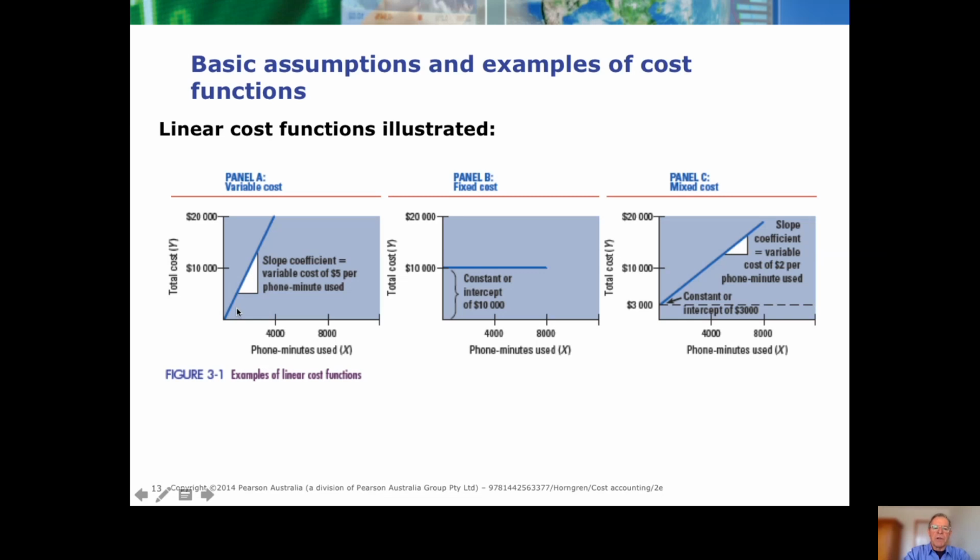So just revising then, variable cost is going to look like that, fixed cost like that. And if we get a mixed cost, we'll have a fixed cost component with the variable cost layered on top. And essentially that's what your total cost curve looks like, fixed cost plus variable cost.